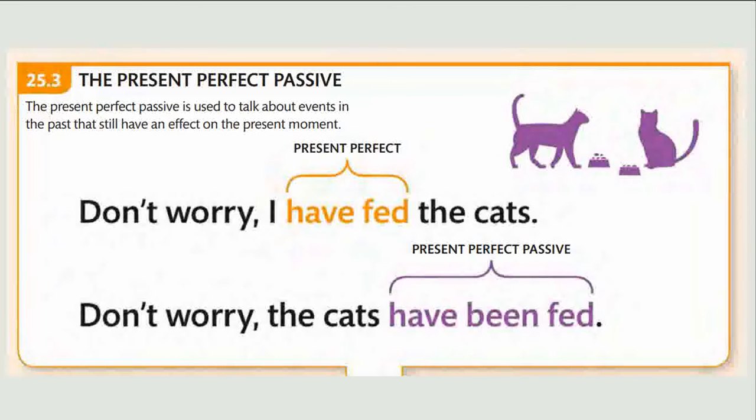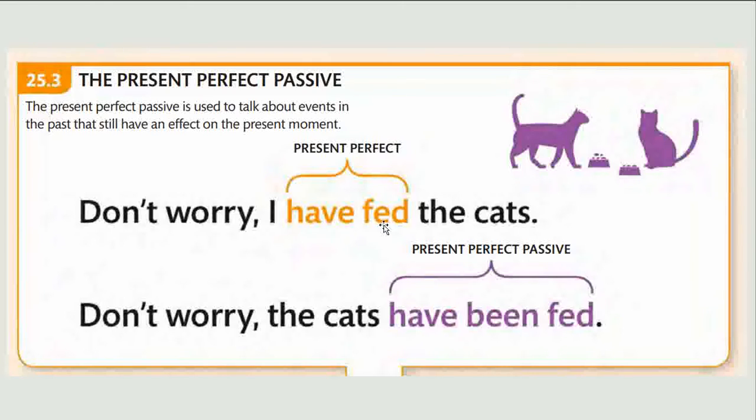The next pointer that we have is the present perfect in the passive voice. Present perfect passive is used to talk about events in the past that still have an effect on the present moment. The sentence is, "Don't worry, I have fed the cats." It is actually this part of the sentence only that requires to become the passive.